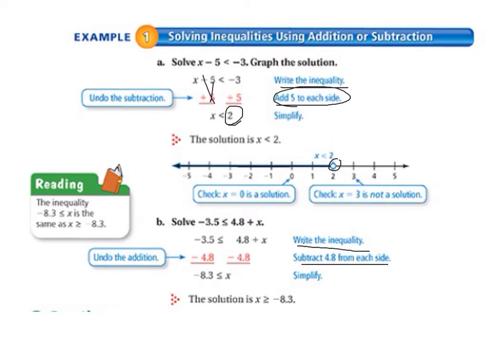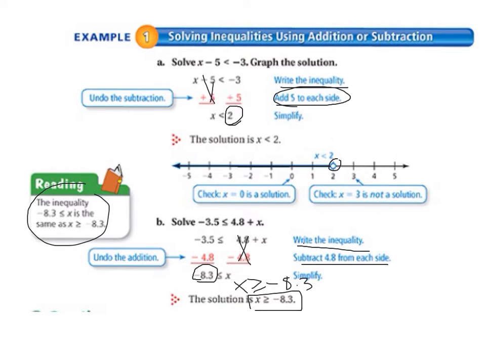When we subtract it on the right, the 4.8 goes away, leaving us with just an x, and when we subtract it on the left, it ends up being negative 8.3. So this can be read as negative 8.3 less than or equal to x, or x greater than or equal to negative 8.3. You can flip that around. So that is our solution.